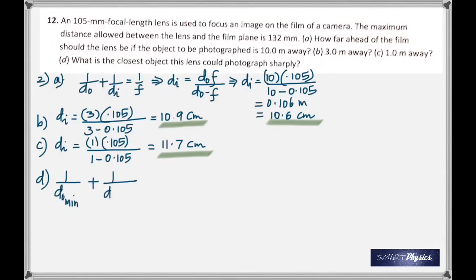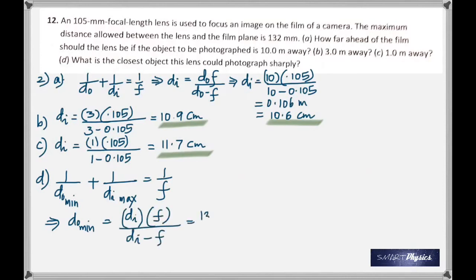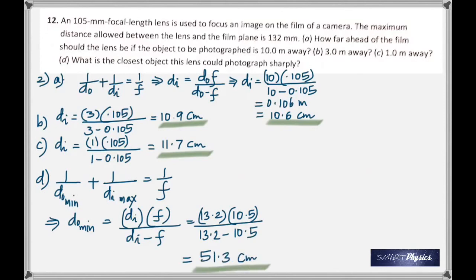But the D part says what is the closest object this lens could photograph. Now remember that when DO becomes minimum, DI becomes maximum. And DI maximum is 13.2 centimeters. Focal length is known, so 51.3.